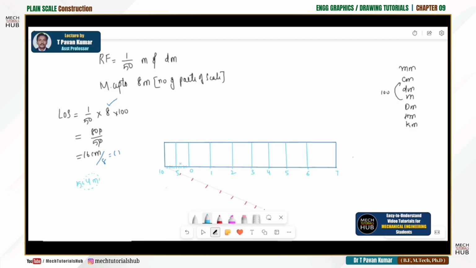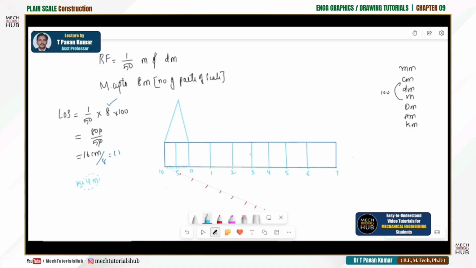If I make it, it becomes clumsy. That is the reason I'm not making it. Again, if you want to divide this into 10 parts, again take an acute angle, then join the last point with the end point, try to draw the parallel lines, you get the divisions. That is also possible. That is one way.